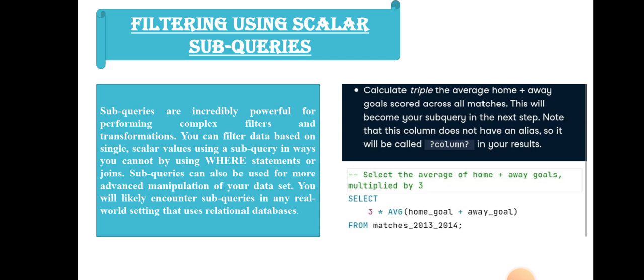For example, calculate triple the average home plus away goals scored across all matches. This will become our subquery in the next step. Note that this column does not have an alias, so it will be called column in your results. So select the average of home plus away goal multiplied by 3. Simply type select 3 * average of home goal plus away goal from match, season 2013-2014.